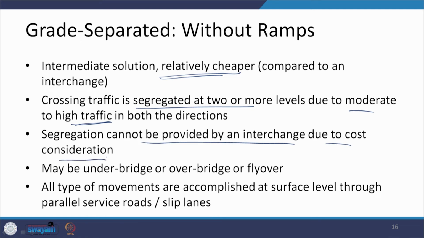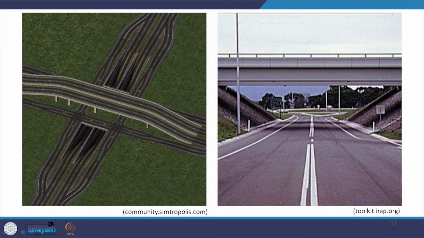That is the reason that we have not gone into that sort of multiple level systems, and these may be underbridges, overbridges, flyovers. All types of movements are accomplished at surface level through parallel service roads or slip lanes. So here what you can see is that in this case again there are two levels, one level is here and another level is at this one. The two roads are crossing each other at different levels, and there are no ramps by way of which you can get into this particular system. So that has to be done at some other distance away from this intersection location.